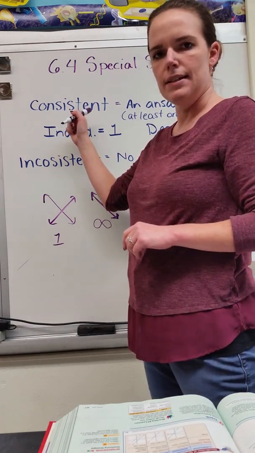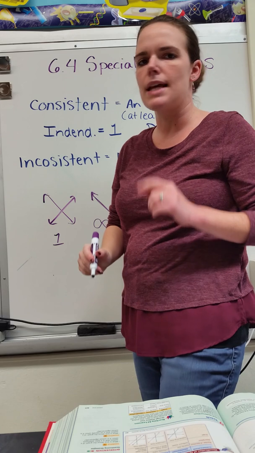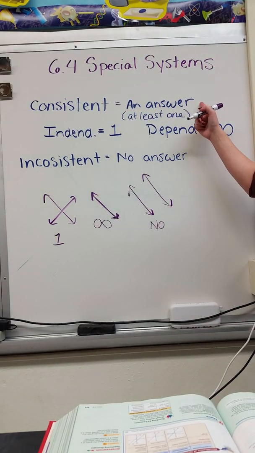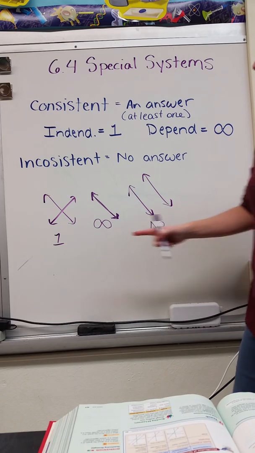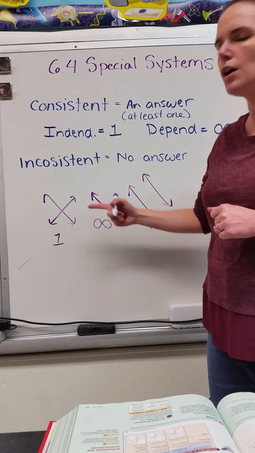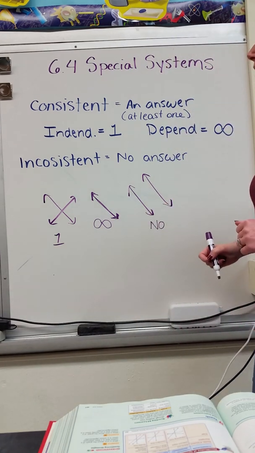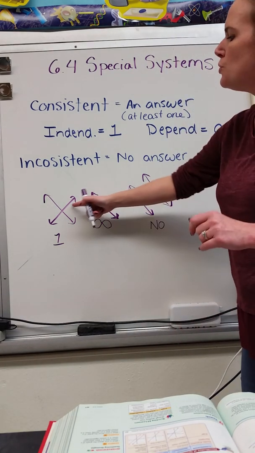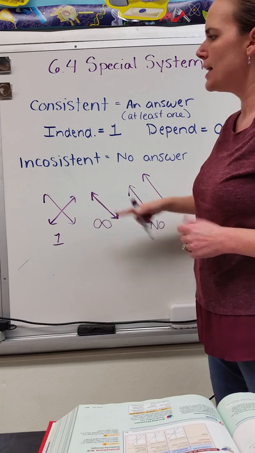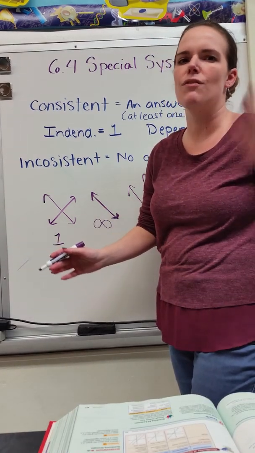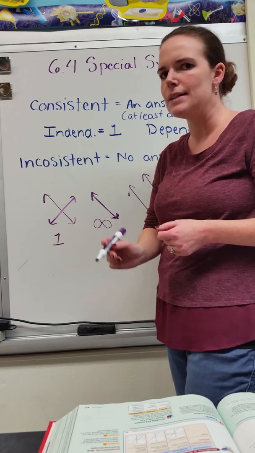So the vocabulary that goes with this is, if you have a system that's said to be consistent, that just means there's at least one answer. So consistent means there's an answer, at least one. So these two are both said to be consistent. Now, because there's two things that are consistent, they break it down even further. Again, this is just vocabulary you really have to memorize.